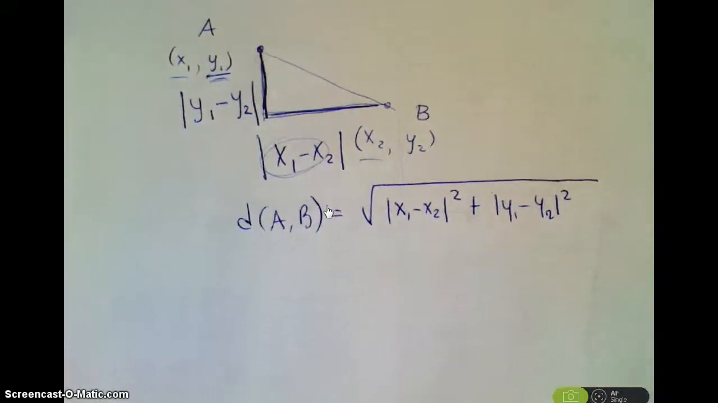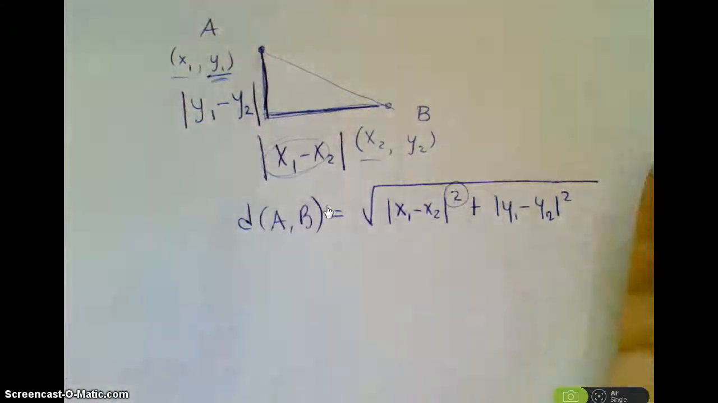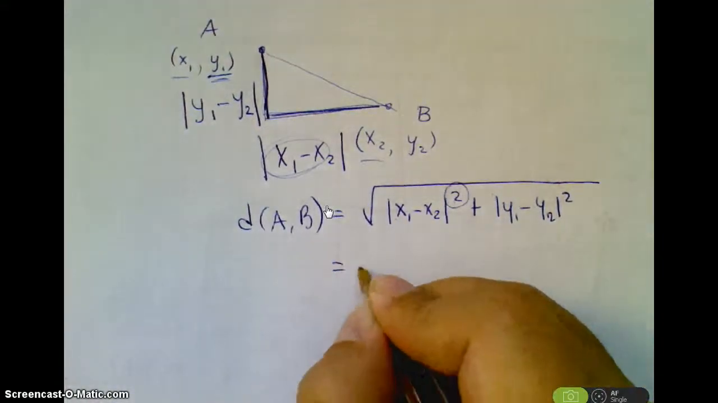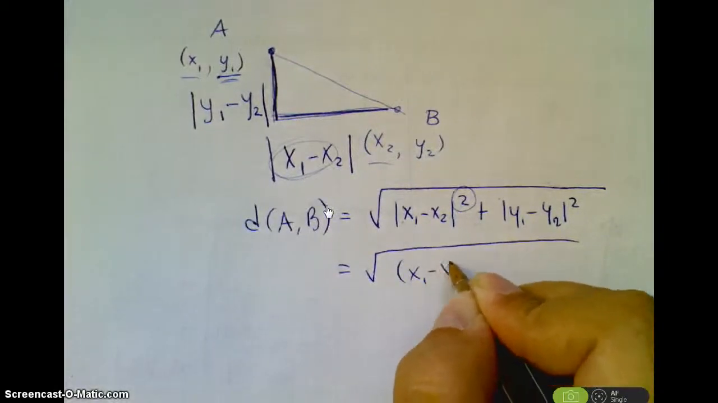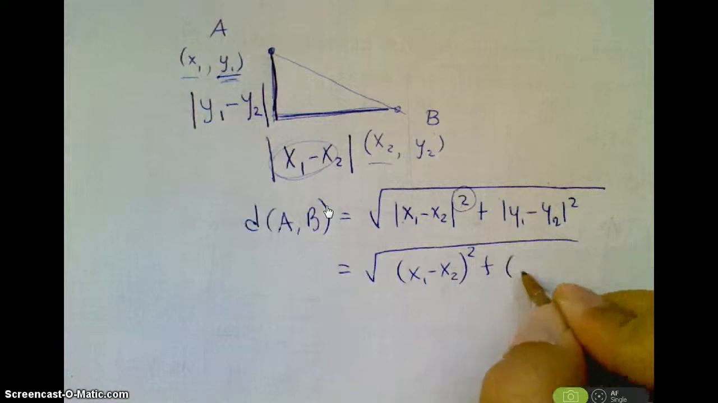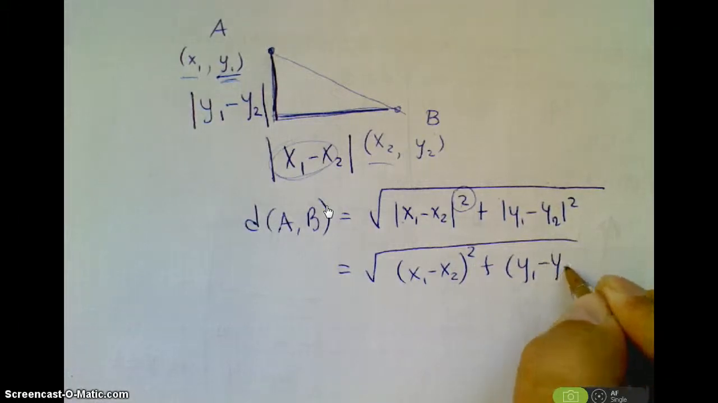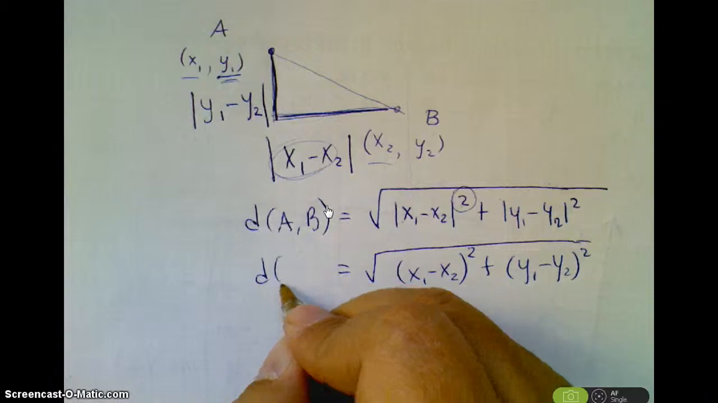Now, what happens when I'm squaring a number? When I square a number, the answer is always positive. So I don't have to worry about the absolute value anymore. I can just write it with parentheses, because I know even if this difference is negative, when I square it, I will make it positive. And that's how we come up with this formula for distance.